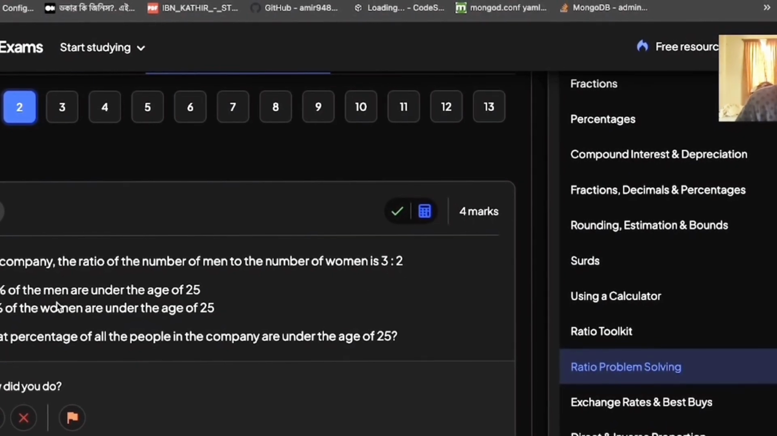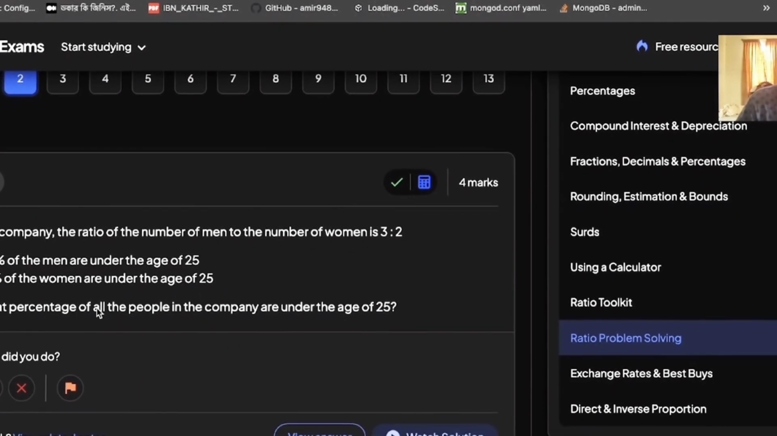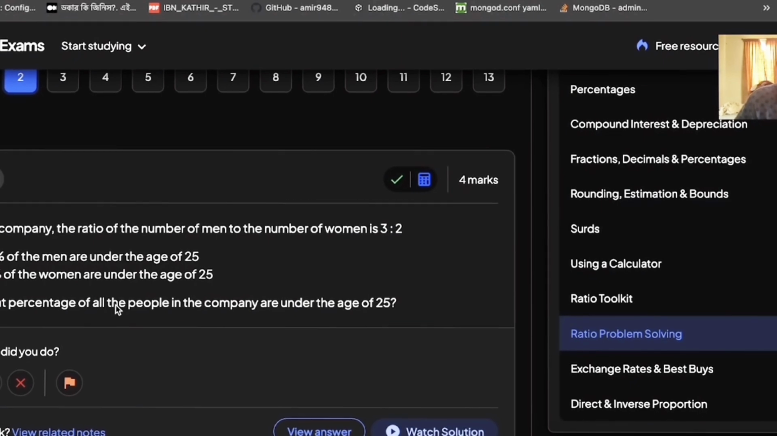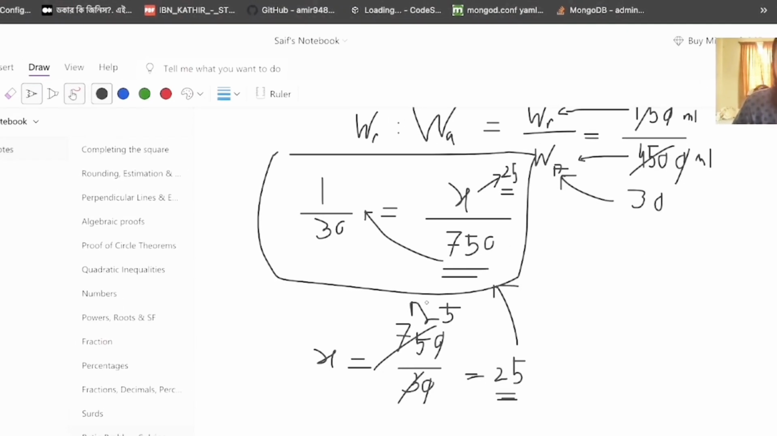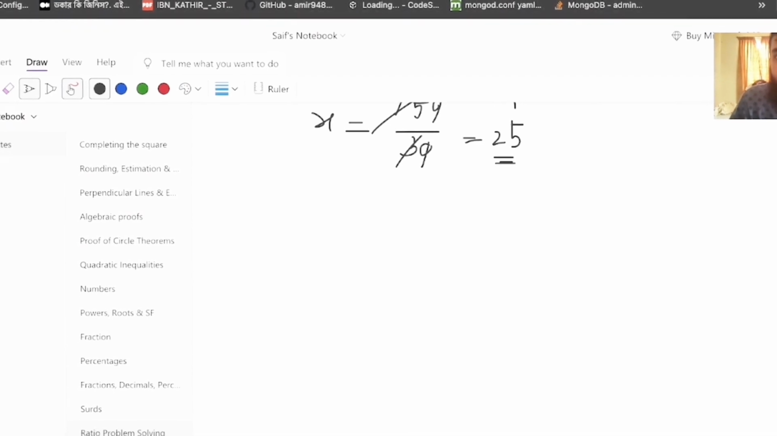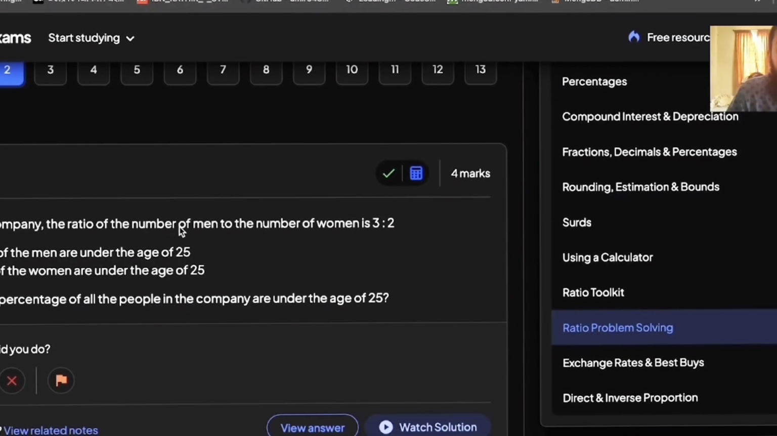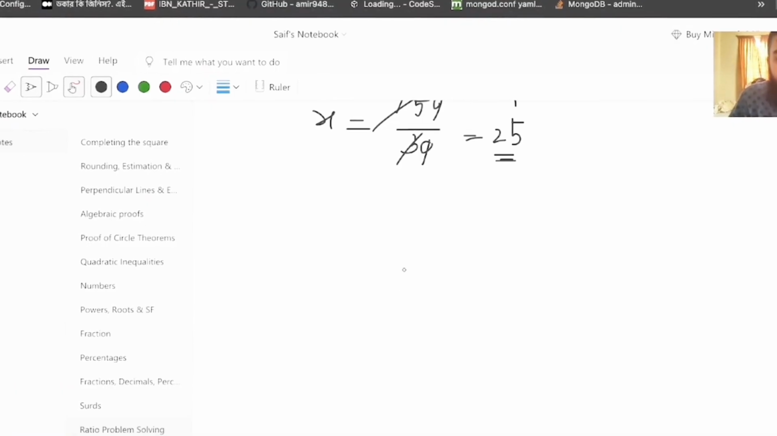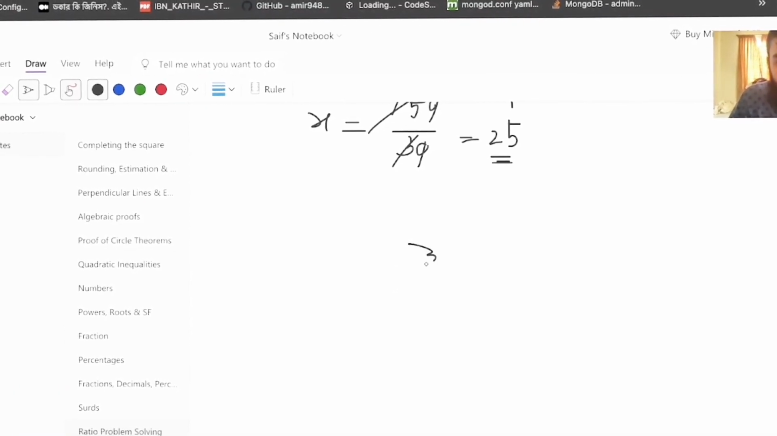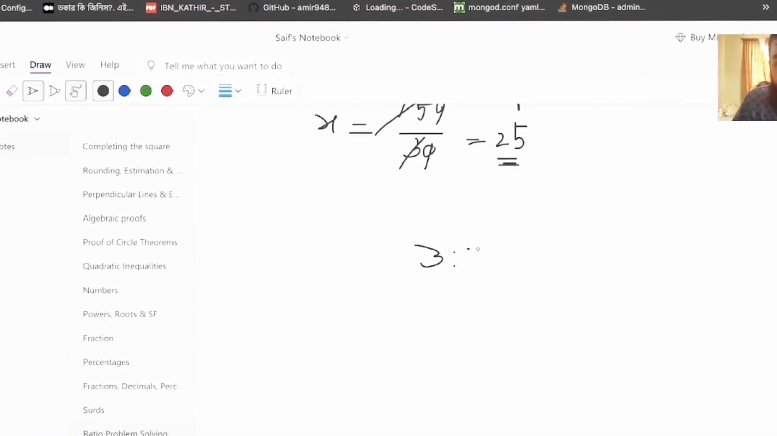So 40% of the men are under the age of 25. 10% of the women are under the age of 25. So what percentage of all the people in the company are under the age of 25? If I use my pen tool, the question says that the number of men to women is 3 to 2. So the ratio of men to women is 3:2.